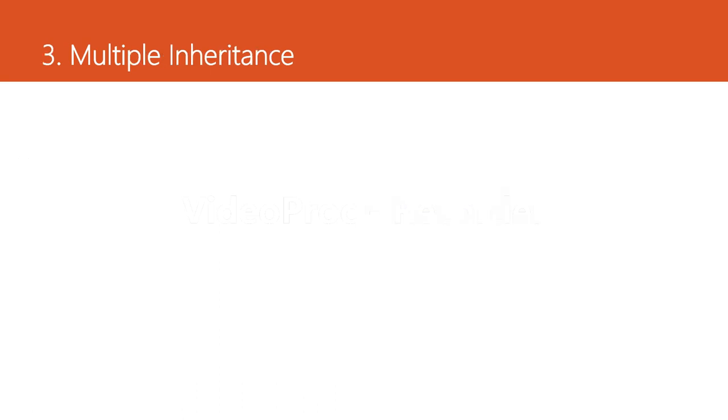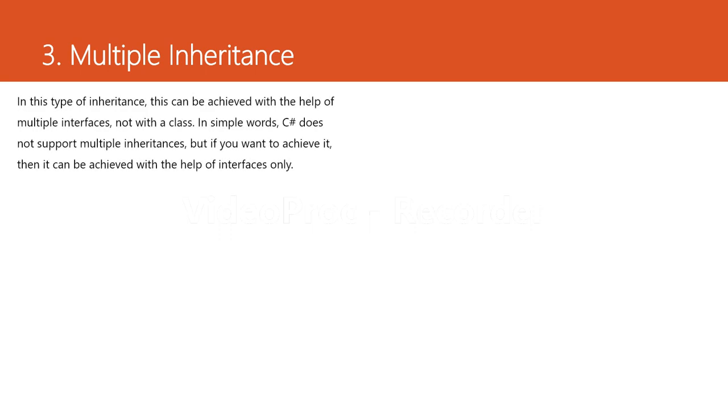Third is multiple inheritance. In this type of inheritance, this can be achieved with the help of multiple interfaces, not with a class. In simple words, C# does not support multiple inheritance, but if you want to achieve it, then it can be achieved with the help of interfaces only.